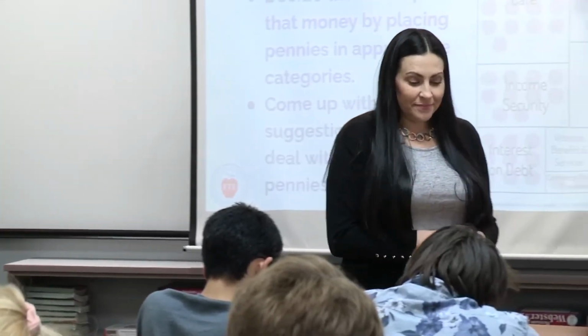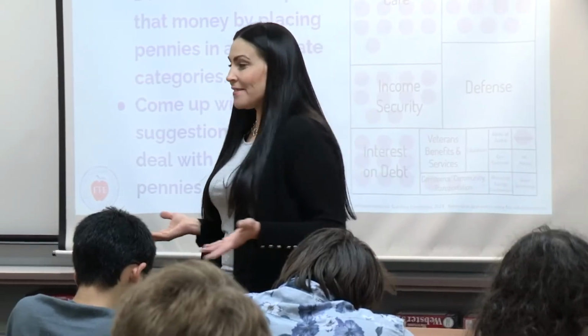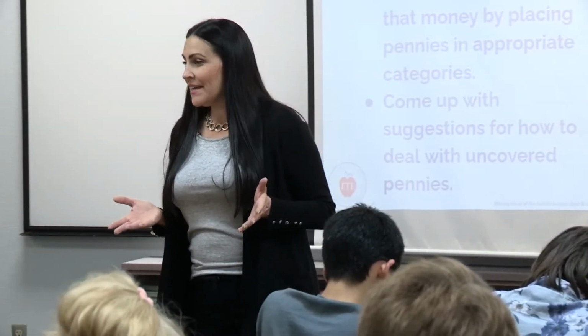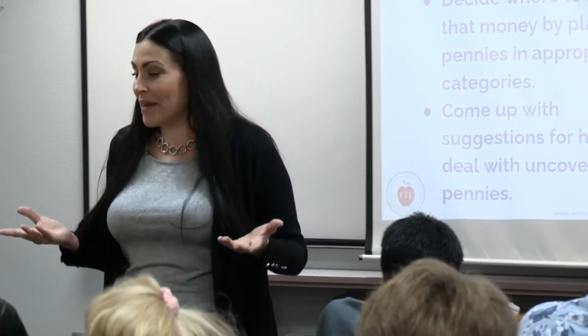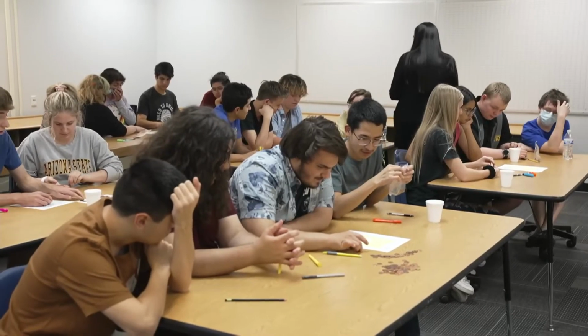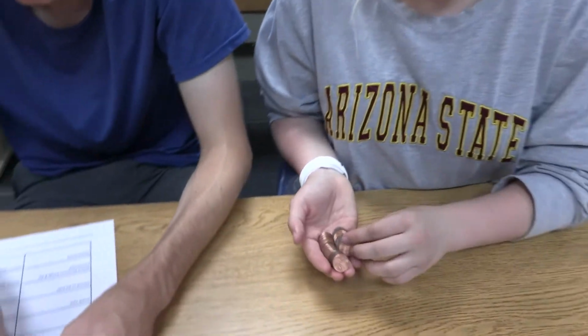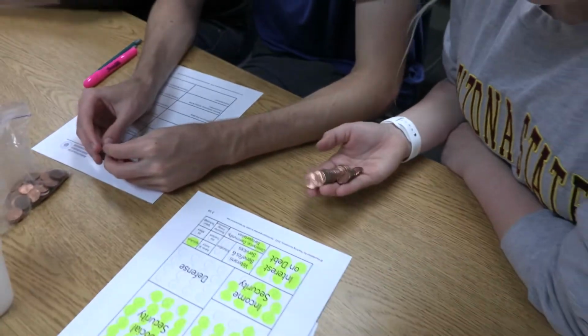So allocate your 78 pennies of tax revenue that you do have, and then come up with some ideas about what you are going to do to get the rest of that money. Might you cut spending? Come up with some solutions to how you would deal with those uncovered pennies.